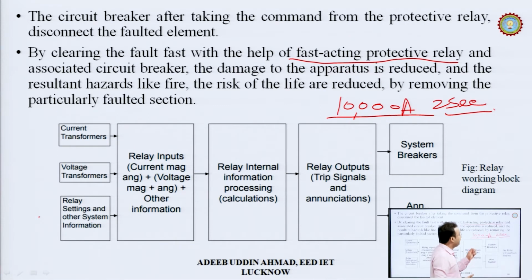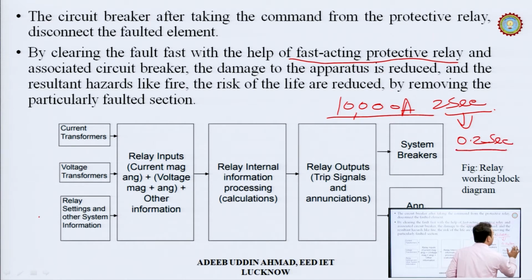For example, if the time duration is limited to 0.2 second, we can say that this 0.2 second is 10 times lower than the 2 seconds. So this time period is still okay for the equipment. If 10,000 ampere flows for 0.2 second, the transformer can bear this current, but the transformer is not capable of bearing the high amount of current for 2 seconds. So that is very important.